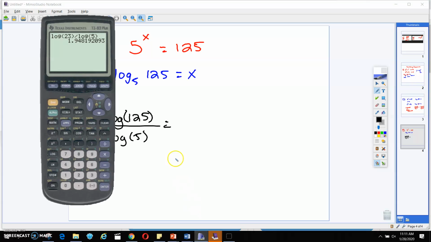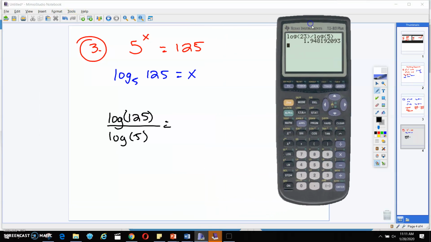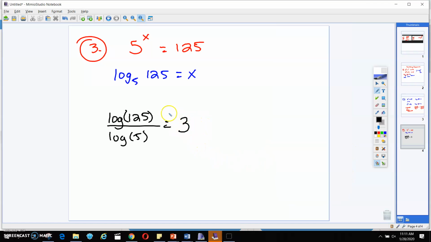So, with my calculator, I'm going to say log of 125, I'm going to close the parentheses, divided by log of 5, close parentheses, is 3. Where did I get the 5 from? Look at this right here. 5's right here. That's my base, right? As well as I put it right here.